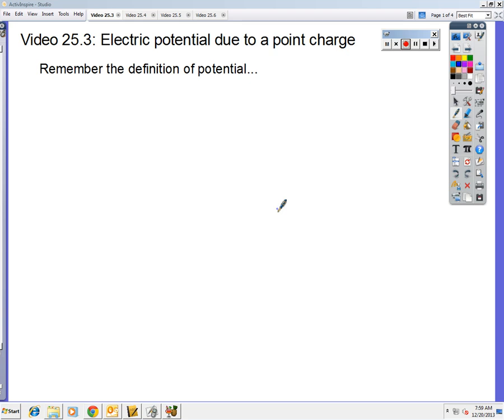Hey, this is video 25.3. We're looking at more about electric potential, and in this case, we're going to be looking at the electric potential due to a point charge.